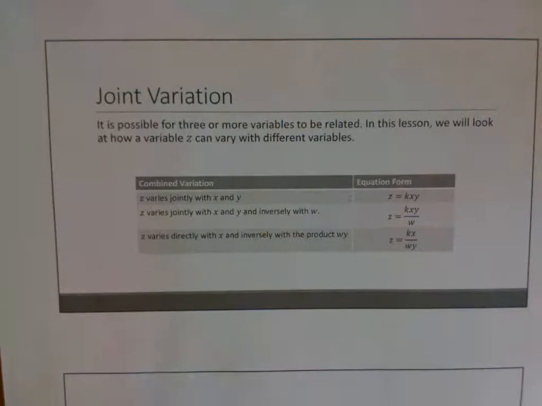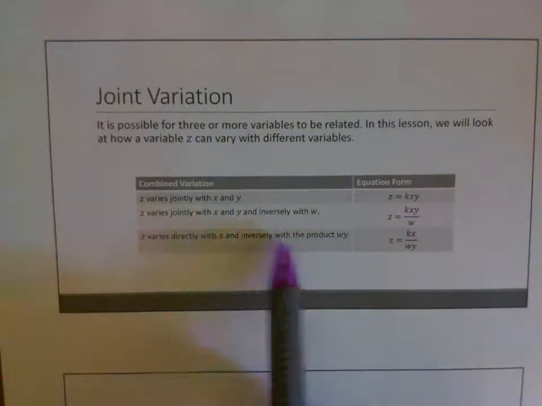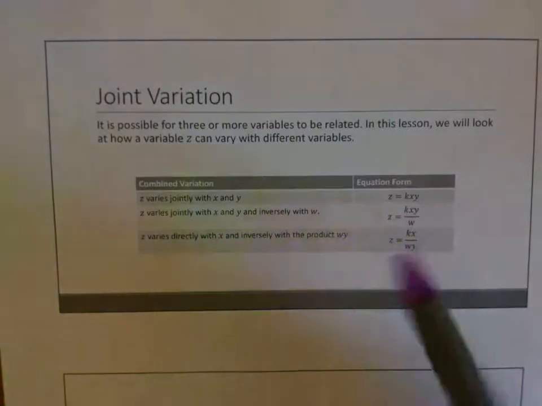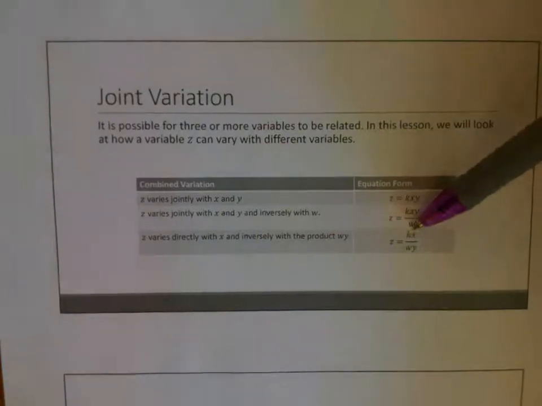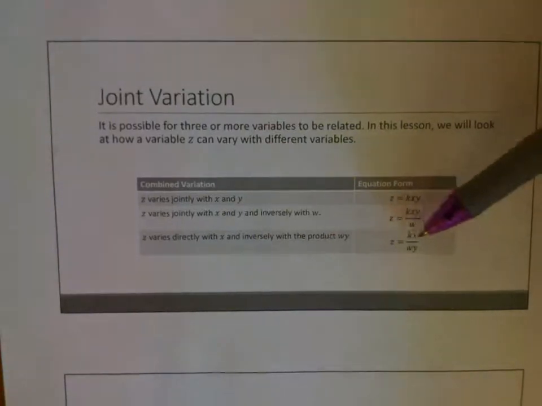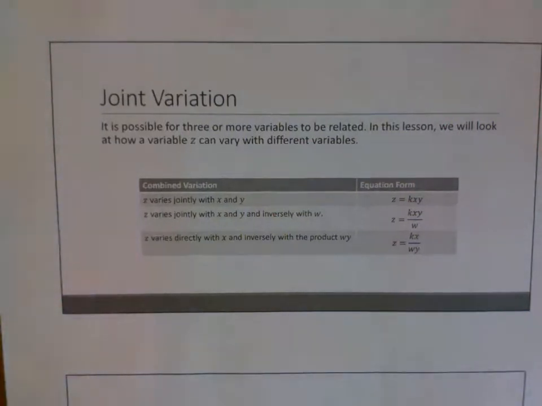For the last one, it says that z varies directly, so that means just a constant times x, and inversely with this product of wy. So you can see that if I look specifically at my constant of variation, it is multiplied with one variable, which is direct variation, and then it's divided by this, and that is my inverse variation. So now we're going to start taking these words and saying, what would that actually look like?